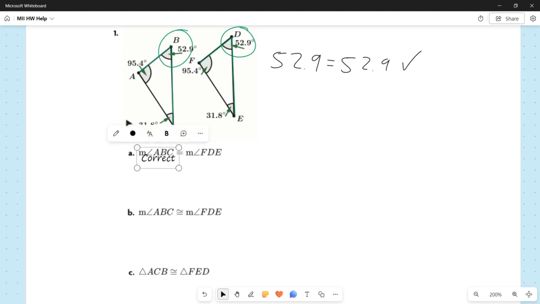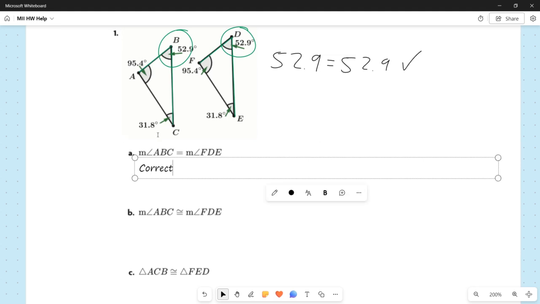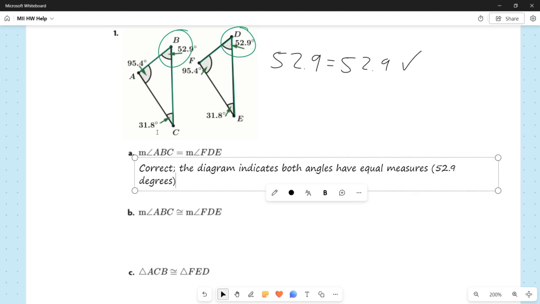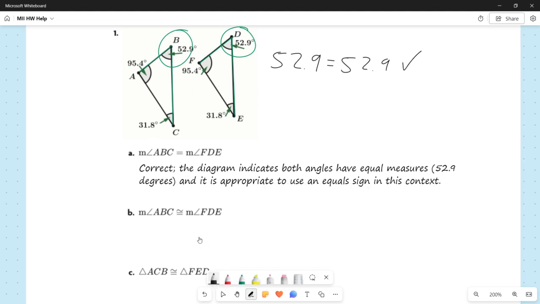So this is a correct statement to make based on the picture as well as the mathematical symbols that are involved. And the reason is the diagram indicates both angles have equal measures. Specifically, that's 52.9 degrees. And it is appropriate to use an equal sign in this context. And again, the context here is that we're talking about the measurement of the angles.